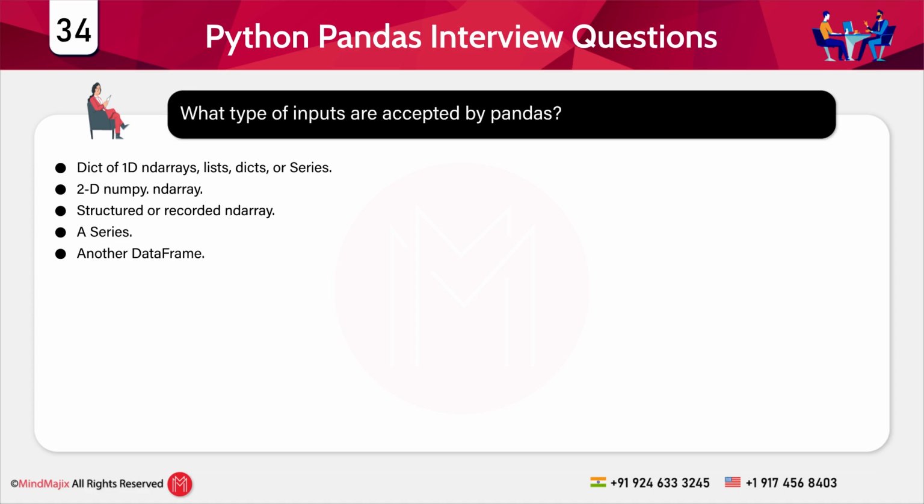The next question is, what type of inputs are accepted by pandas? As you can see over here, these are the types of inputs that are accepted by pandas, such as 1D ND arrays, lists, dictionaries or series. Then for two-dimensional, you have NumPy. Then you have a structured or record ND array, a series, and another data frame.